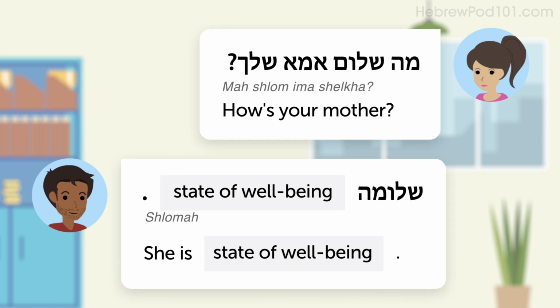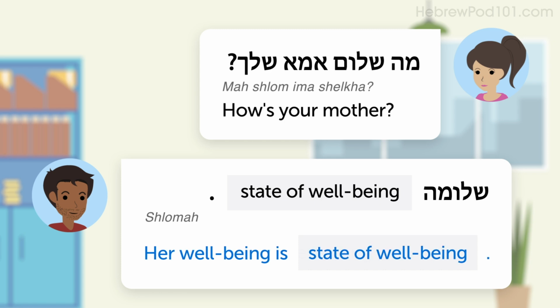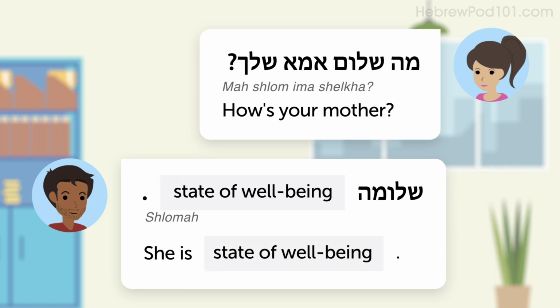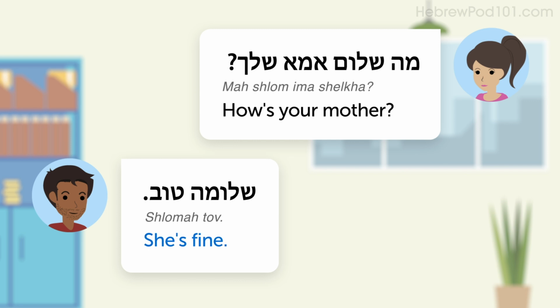Now, how do you answer this question? The pattern is שלומה, state of well-being. This Hebrew sentence literally means, "Her well-being is state of well-being." But it translates as, "She is state of well-being" in English. For example, she's fine. שלומה טוב.